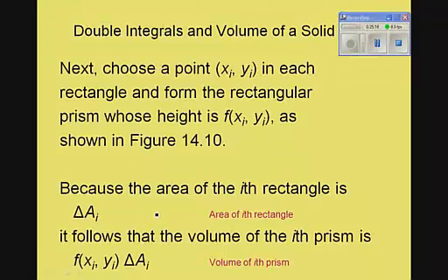Well, this is all your book's discussion. I can type this out, but is it worth talking about? Because the area of the ith rectangle is delta A_i. No, I don't want to do that yet. I want to finish my numbers. What do you want, numbers or letters? We're going to take a vote. How many want numbers? How many want letters? Don't care. All right, we'll do numbers, then we'll go back to letters.